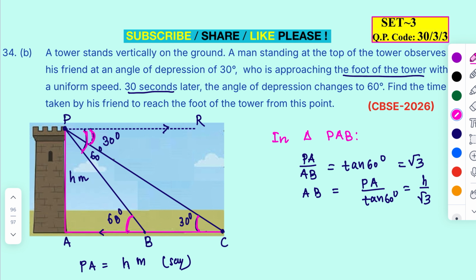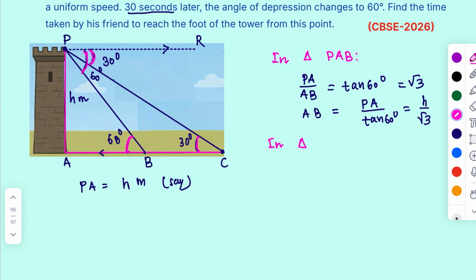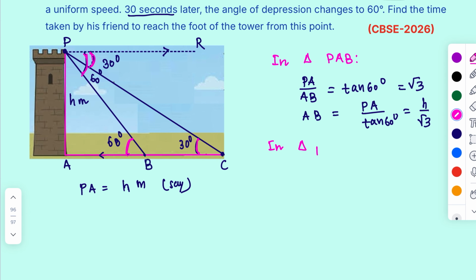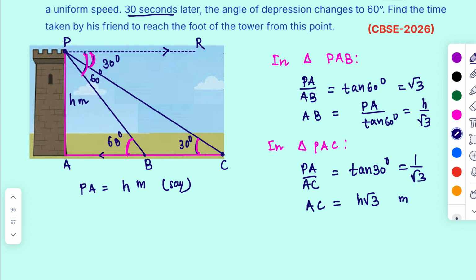Now, similarly in triangle PAC, we will get PA by AC is equal to tan 30 degree, and PA is equal to h. So AC will be equal to h into root 3, this much meter.